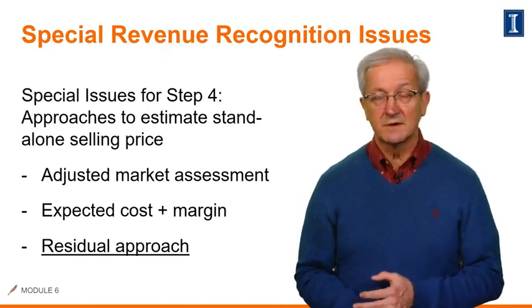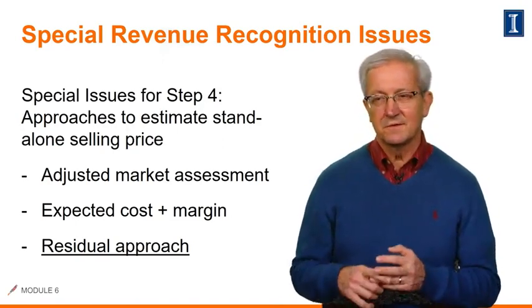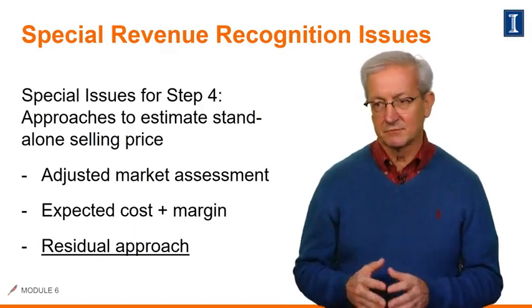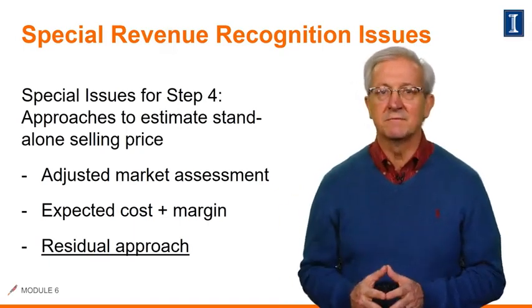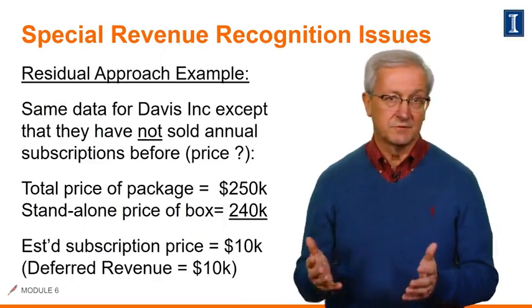First is the adjusted market assessment. Second is the expected cost plus a margin. And the third, which is by far the most popular, is the residual approach, which let's review a bit further. Let's continue to review that data for an example of using the residual approach.